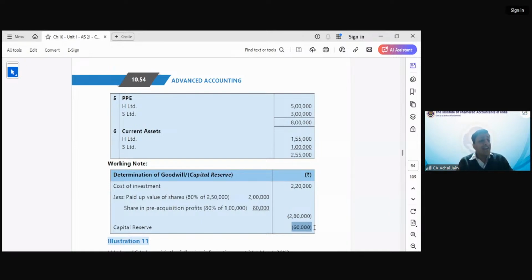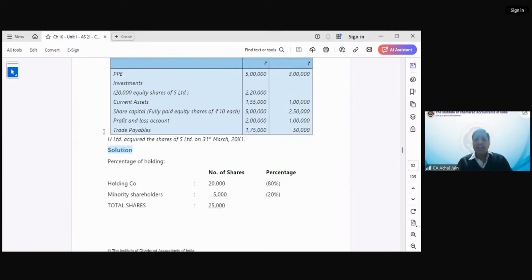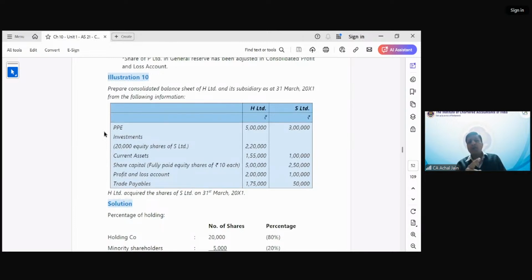Now, do we have any other adjustment in the question? If you go back to the question, let's look at all the adjustments that we talked about. We talked about goodwill, which we have computed. Minority interest, we remember we need to do that. Third was elimination. Is there any intercompany information? No. Is there any problem around the accounting policy? We don't know. Is there any problem around the reporting dates? We don't know. So all of those adjustments you are not required to do in this question. It's a simple one.